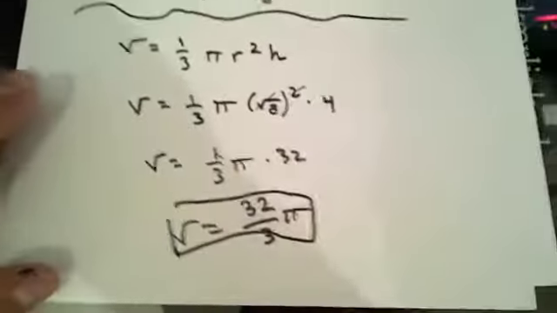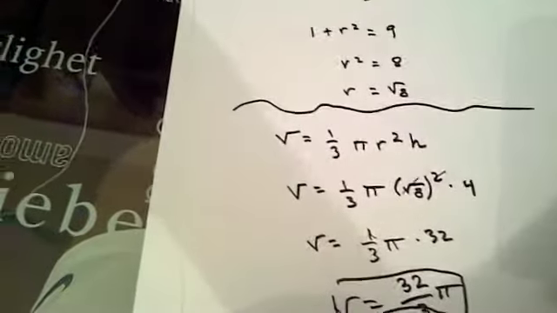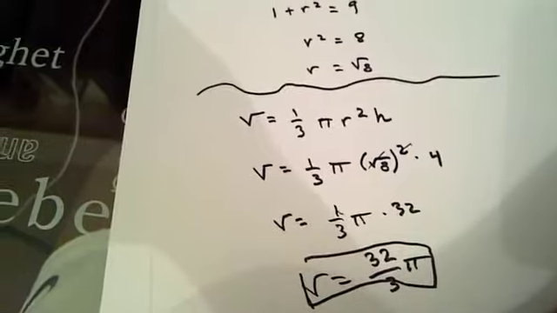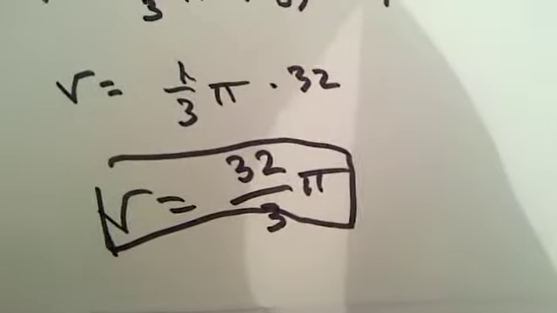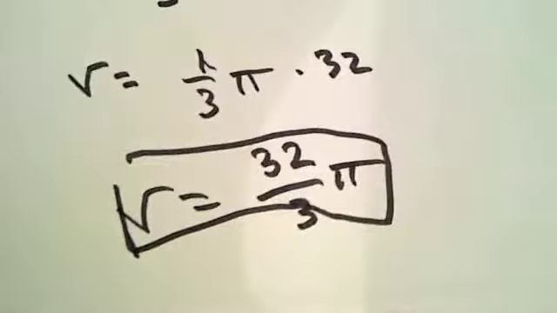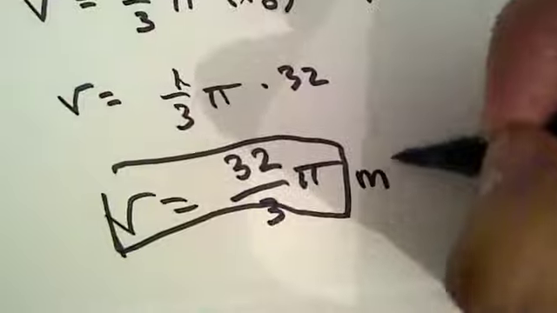So, answering our original question, the maximum volume of a right circular cone that can fit in a sphere with radius 3 meters would have a volume of 32 over 3 pi meters cubed.